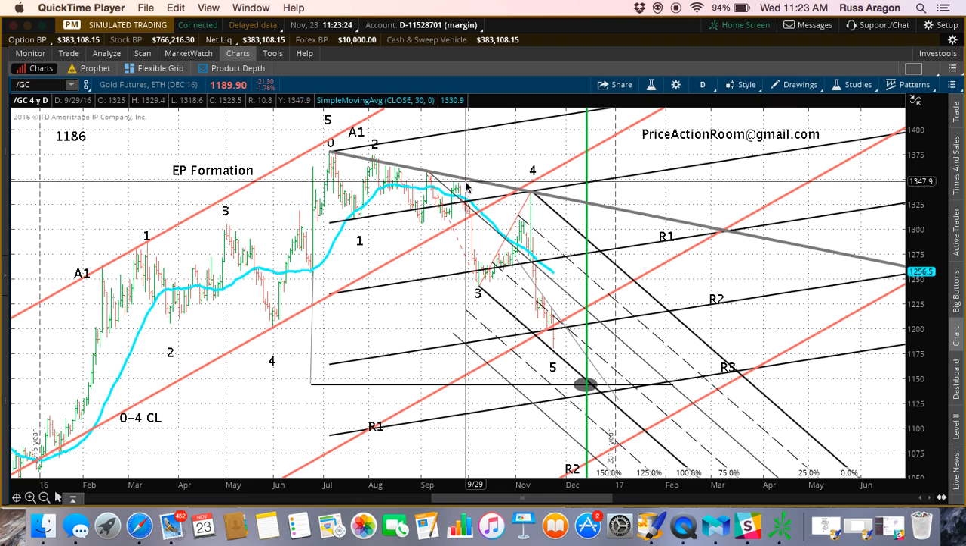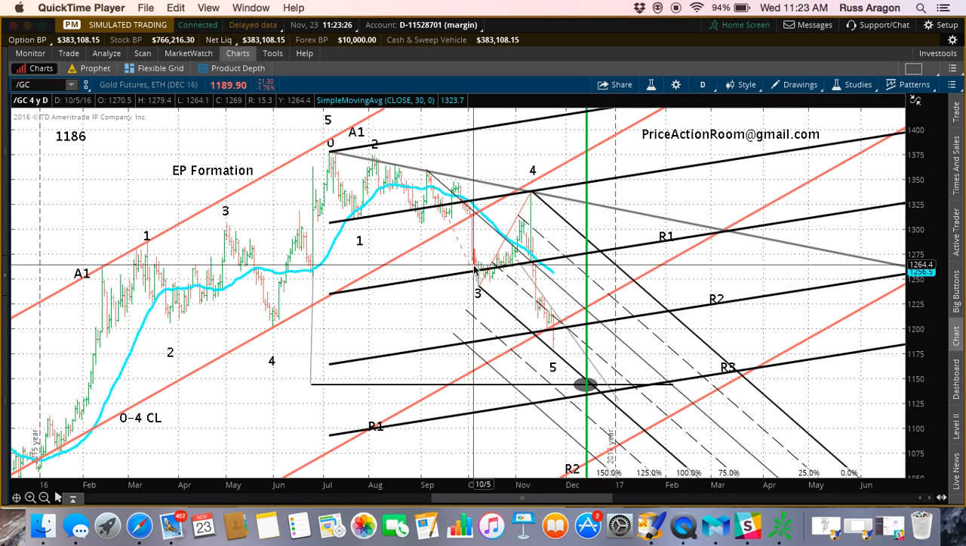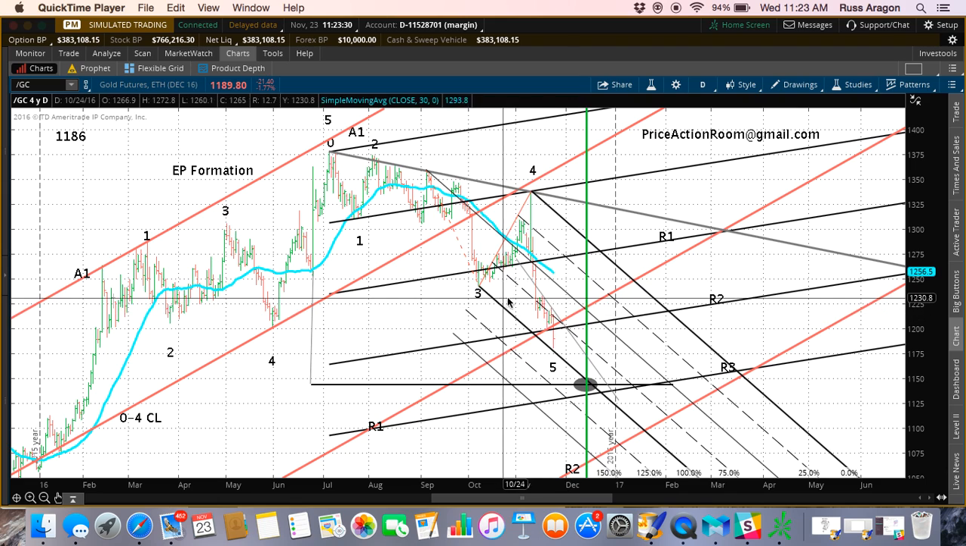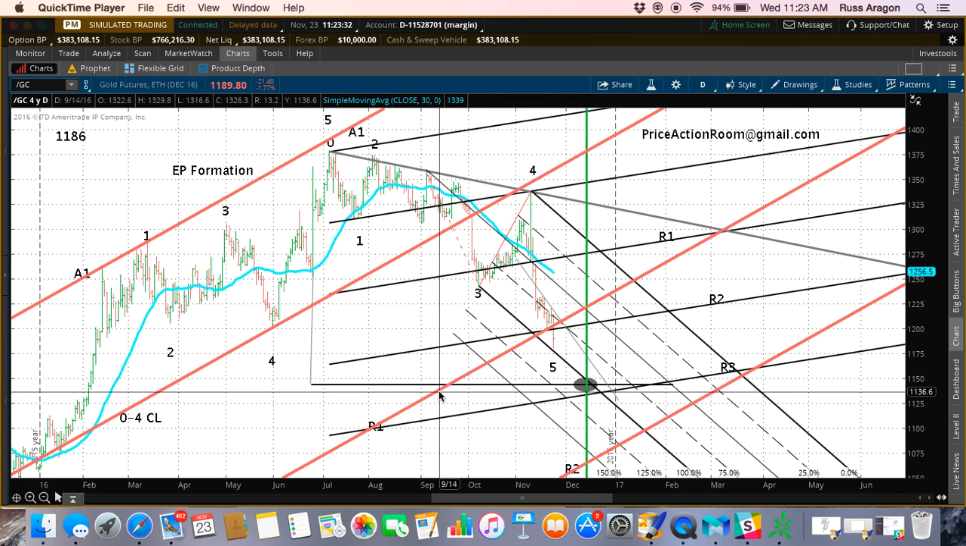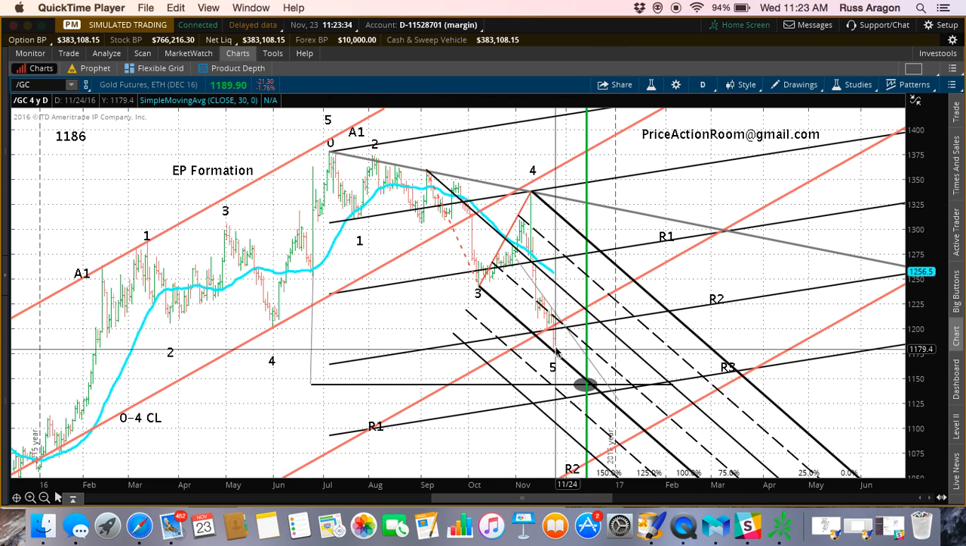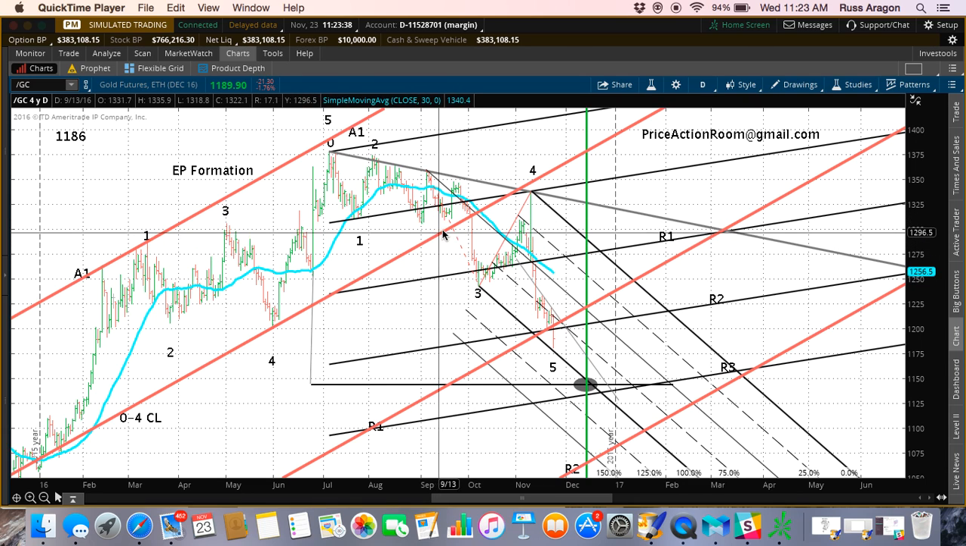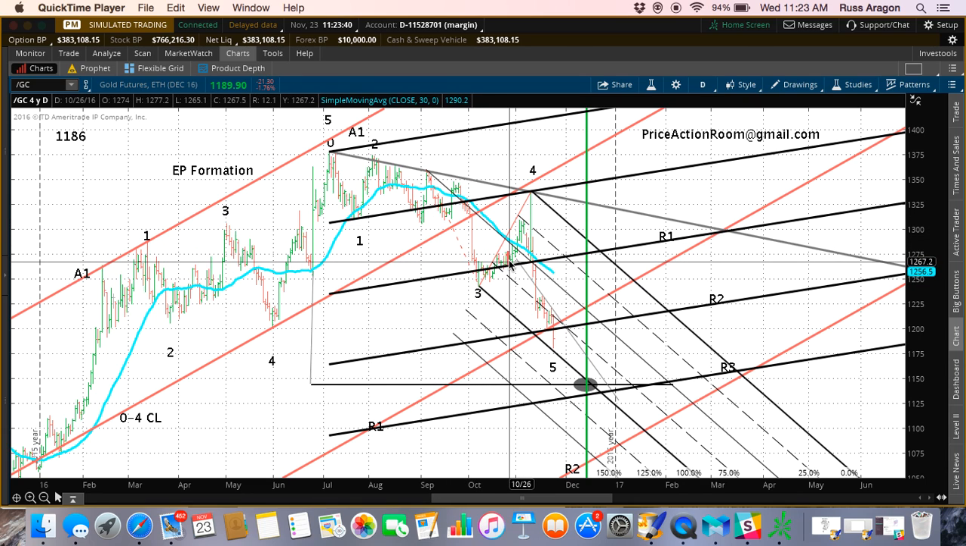You can see what happened here. We broke down through the 0 through 4 center line. You can see it here. This is R1, this red line. We just broke down through this today. So you can see, broke down through it here, through 0 through 4, and then we walked up R1.